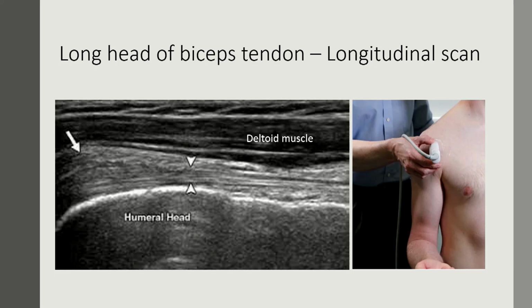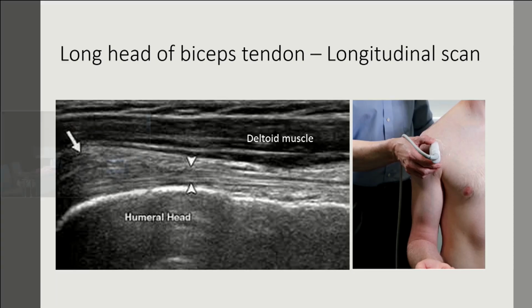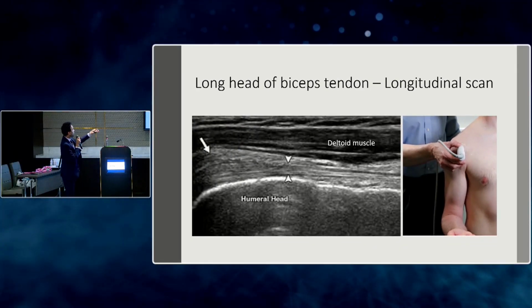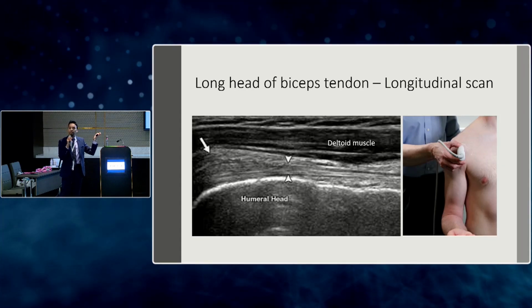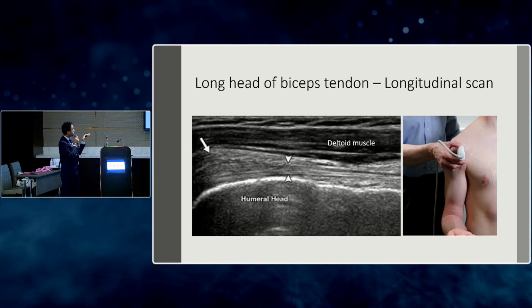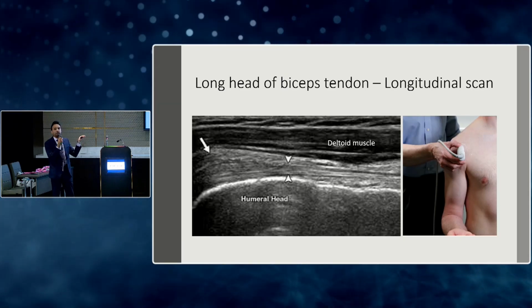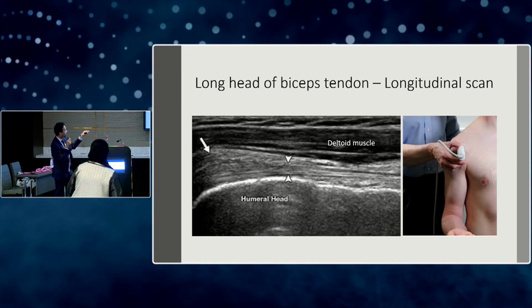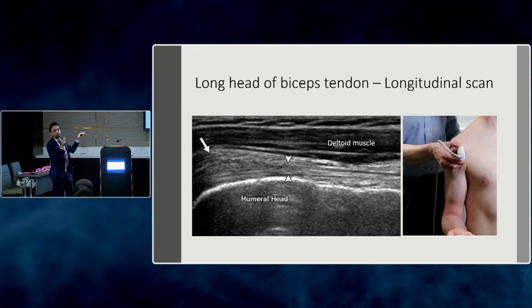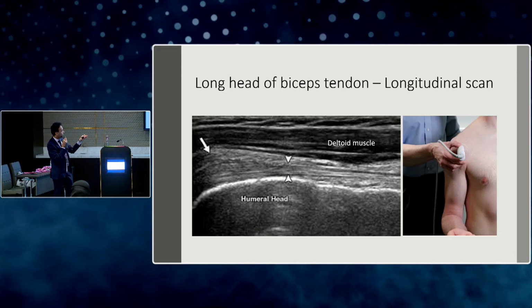Once we've done the transverse position, we have to do the longitudinal position, with the probe longitudinal to the biceps tendon. This is what we see here. As I mentioned before, the deltoid muscle is covering all the rotator cuff tendons, and we can see the hyperechoic and hypoechoic fibrillar bundles of the biceps tendon very clearly. This is the proximal part, and this is the distal part.